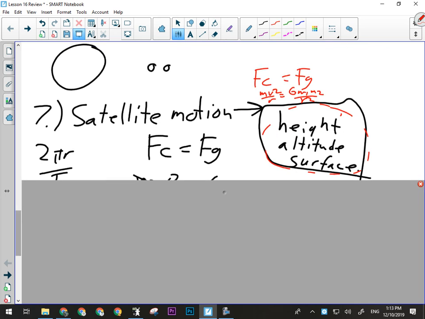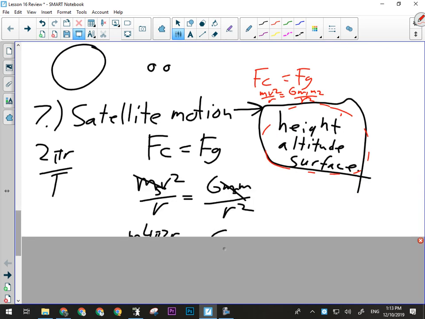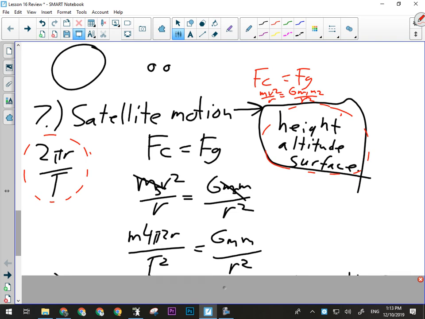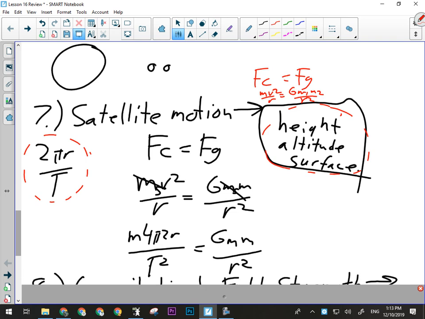Like we said, FC equals FG. It could be possible that you have to substitute this in for v. If you have to do that, then you have to square everything in it and plug it into the formula like so. All right, so our v would disappear. 2 squared is 4, pi squared is pi squared. We have an r squared on the top and an r on the bottom that cancel, leaving us with 1 r on the top and T squared on the bottom. So it's important that you can perform that substitution on the fly.